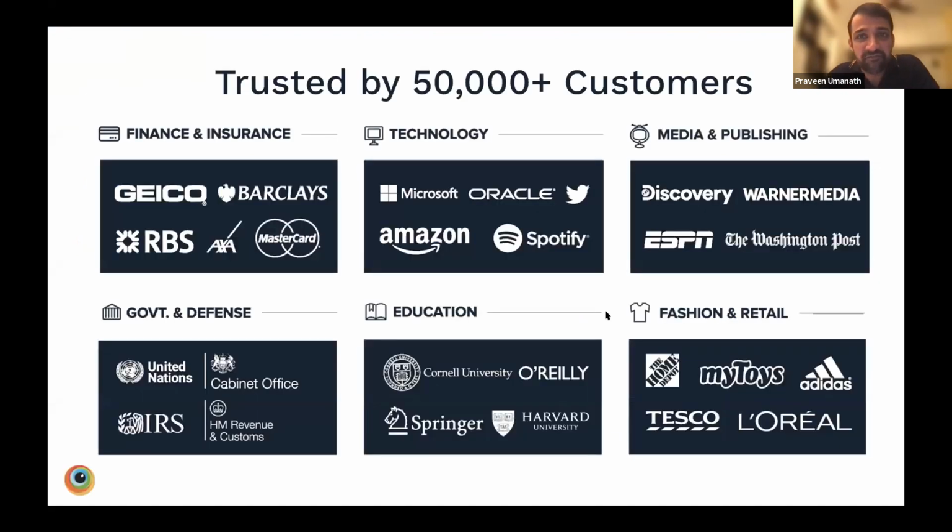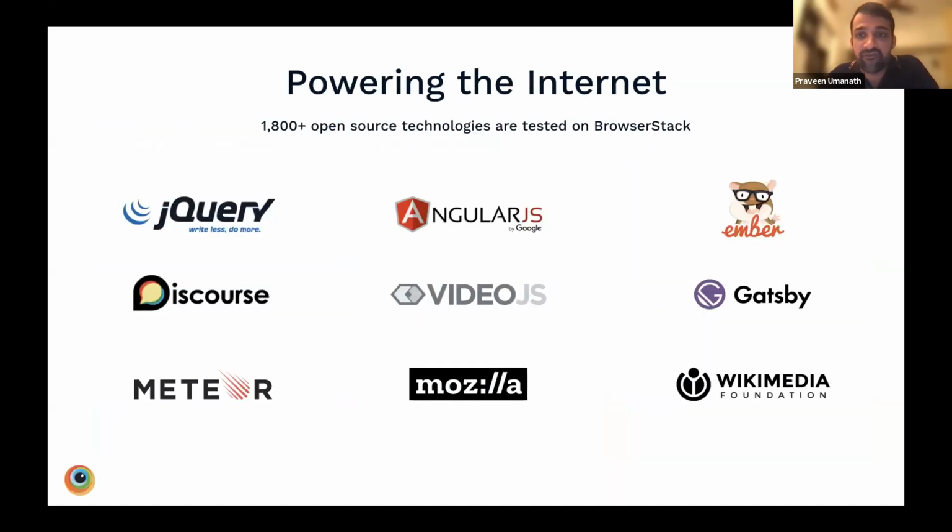We are trusted by 50,000 plus customers from all over the world across different verticals. We've got some of the best brands across the different verticals, including Barclays from finance. We've got some of the top technology companies like Microsoft, Twitter, Oracle, Amazon, and Spotify, and many more who use BrowserStack to test their websites and mobile apps. We also have a wide variety of open source projects who use BrowserStack to test their projects and make the internet more compatible. Projects like jQuery, Angular, and Ember use BrowserStack to test their open source projects.